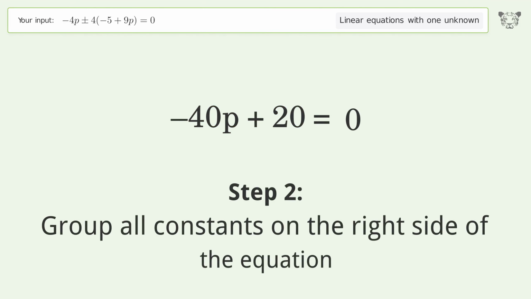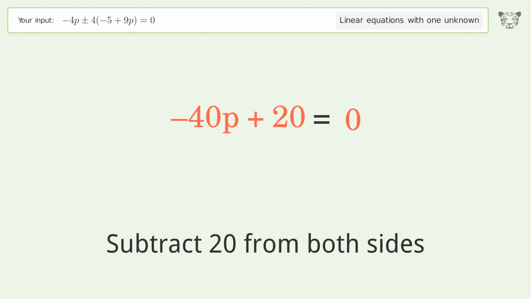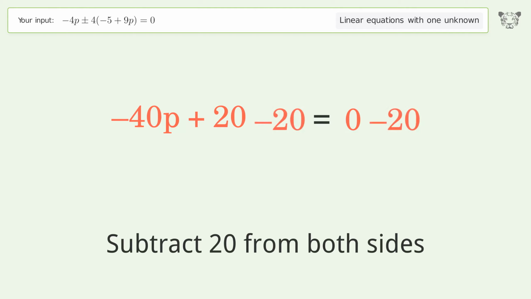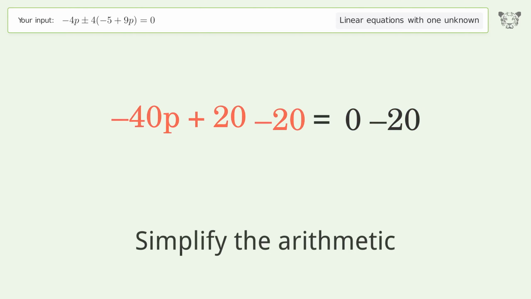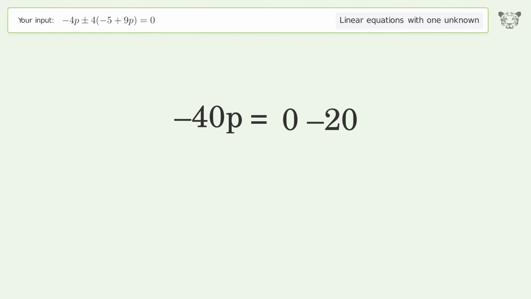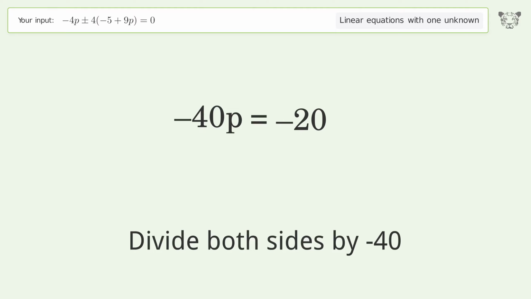Group all constants on the right side of the equation. Subtract 20 from both sides. Simplify the arithmetic. Isolate the p. Divide both sides by -40.